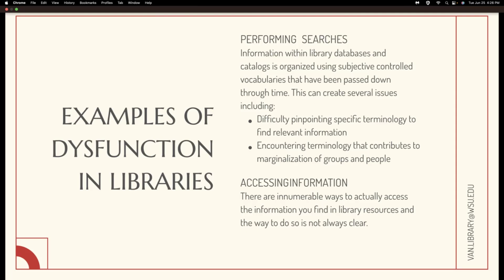One example of when you might encounter dysfunction in libraries is while searching databases in the library catalog. Information in these systems is organized using controlled vocabularies that are subjective and have been passed down through time. This creates several issues, including difficulty pinpointing specific terminology to find relevant information.